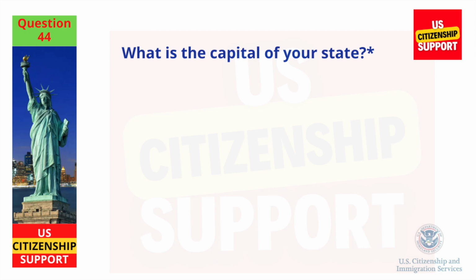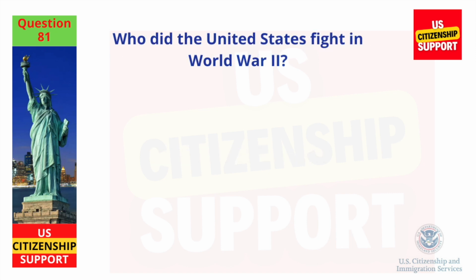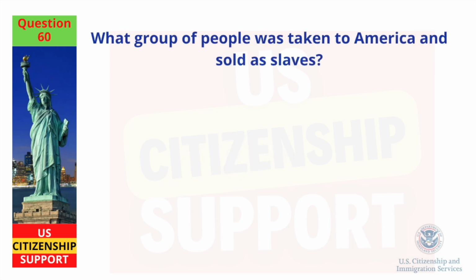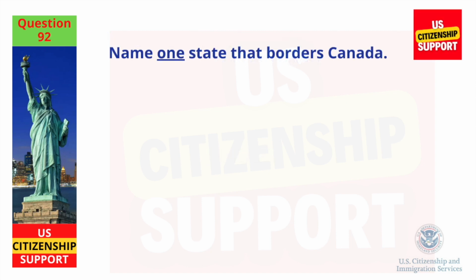What is the capital of your state? This answer will vary. Who did the United States fight in World War II? Japan, Germany, and Italy. What group of people was taken to America and sold as slaves? Africans. Name one state that borders Canada. New York.